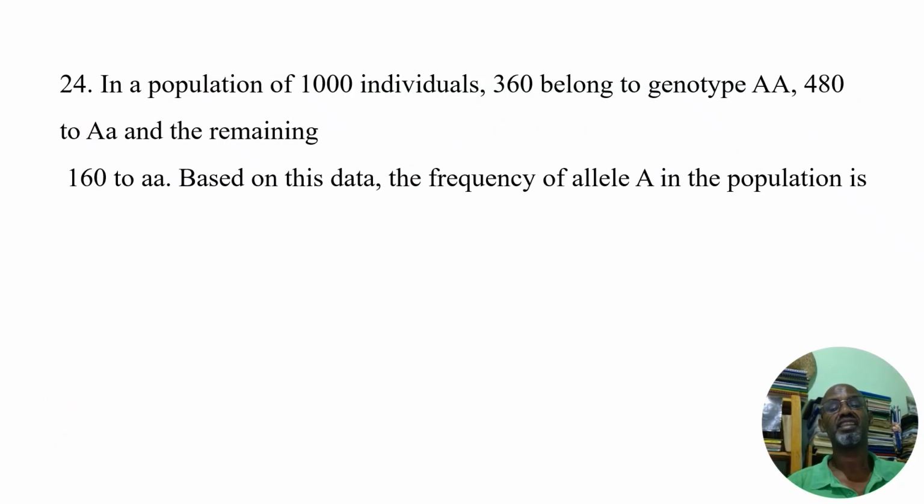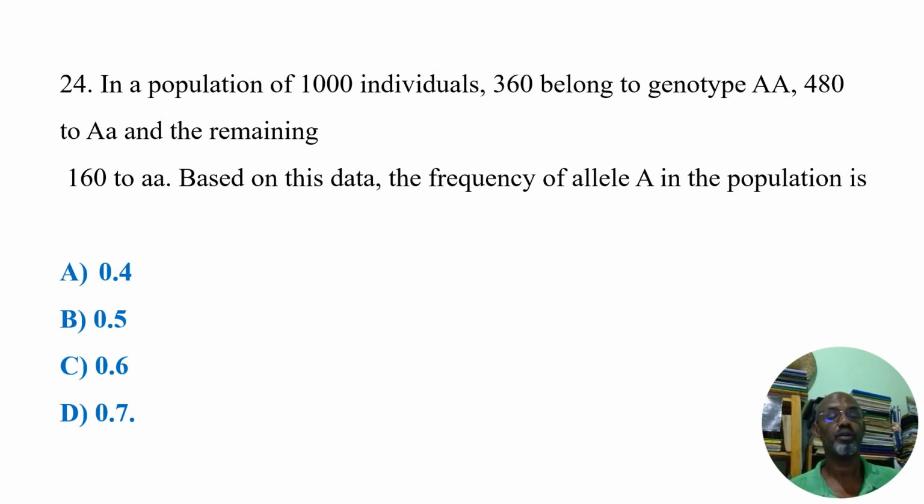Question 24. In a population of 1,000 individuals, 360 belong to genotype AA. That means homozygous dominant. 480 belong to the heterozygous dominant, and the remaining 160 are small a, the recessive. Based on this data, the frequency of allele A in this population is A. 0.4, B. 0.5, C. 0.6, D. 0.5.